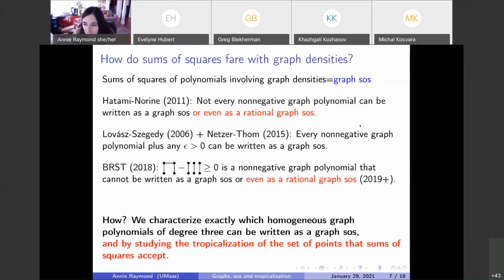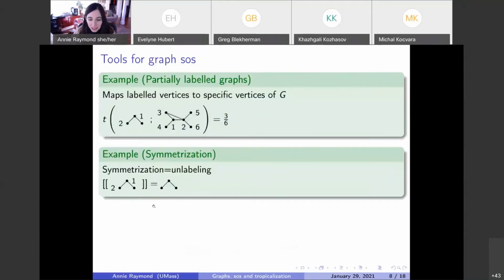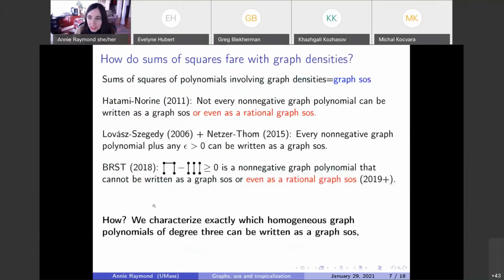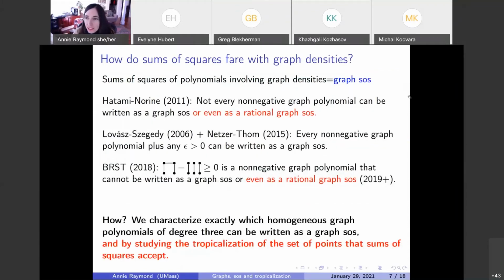Okay. So any more questions before I start showing you how to do sums of squares in this world, and tropicalization if there's time? May I ask a question? Is this obstruction due to the fact that you have rational coefficients for the graph SOS?